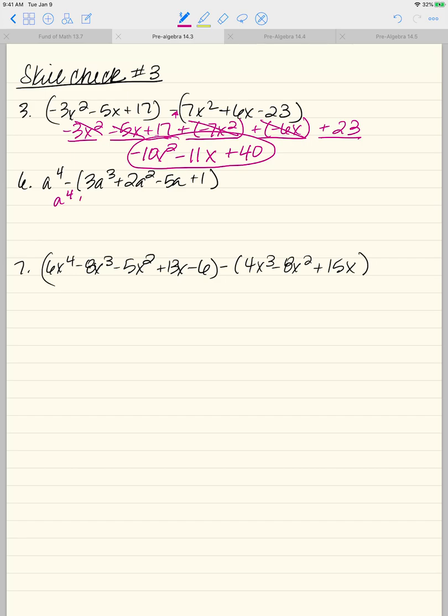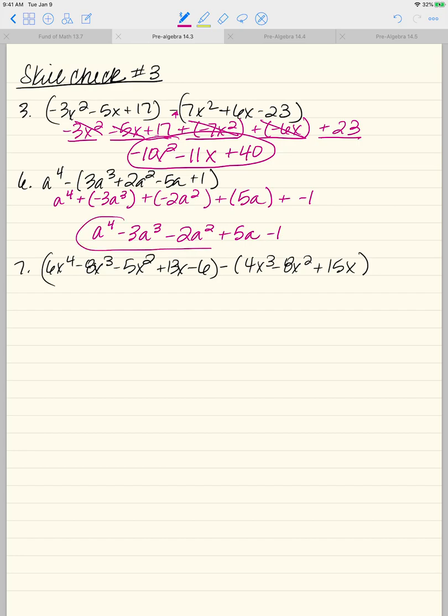6, we're going to go a to the 4th plus negative 3a cubed plus negative 2a squared plus 5a plus negative 1. Okay, which ones can I combine? None of them, actually, none of them at all. Isn't that a funny little problem? So a to the 4th minus 3a cubed minus 2a squared plus 5a minus 1. Written in descending order of their powers.